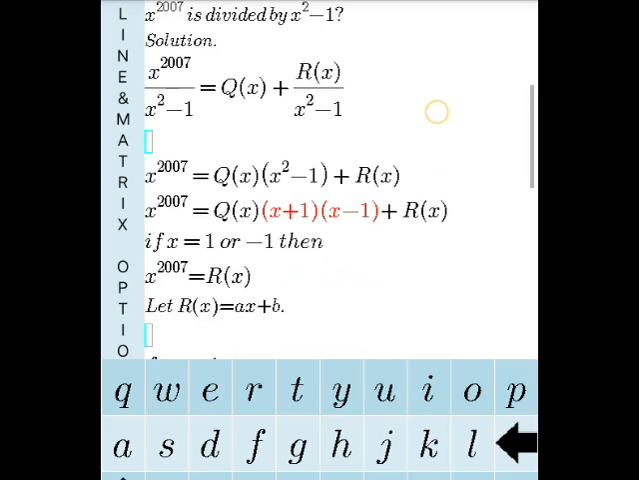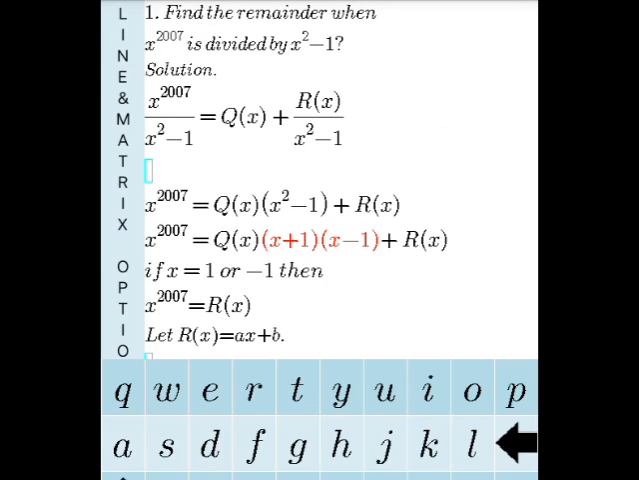And so again, we know that our remainder has to be either linear or constant, right? Because our divisor is quadratic. So since our divisor is quadratic, the degree of our remainder has to be less than 2, so 1 or 0. So let the remainder r of x be equal to ax plus b.